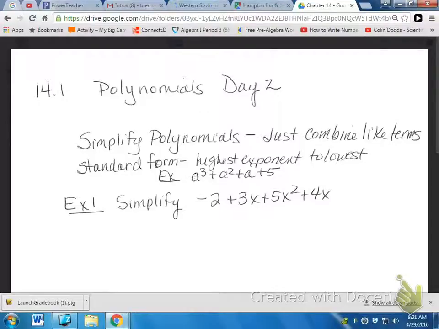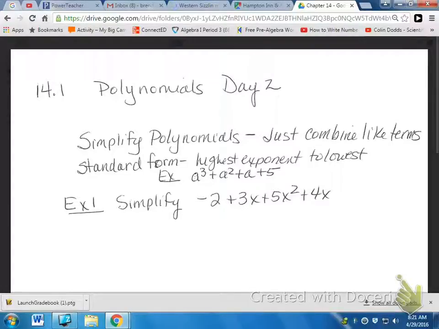So to simplify a polynomial is really just combining like terms, the terms that have the exact same variable with the exact same exponents, by combining their coefficients, the numbers in front of them. And when you simplify them, you need to put them in standard form.